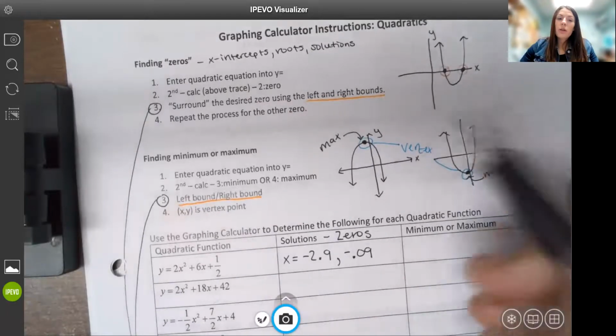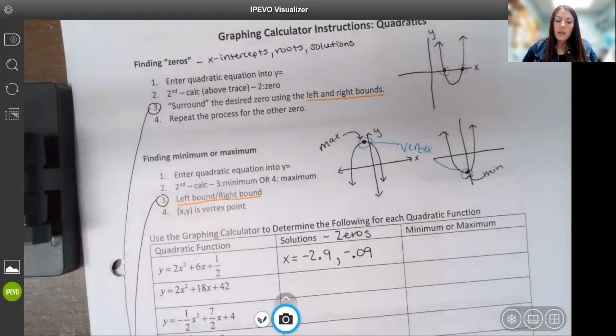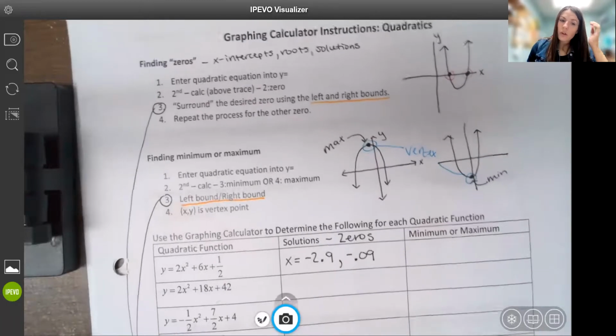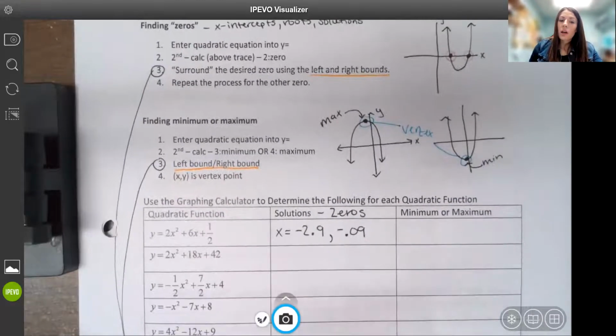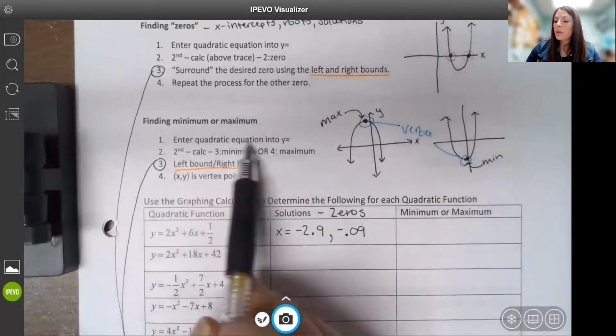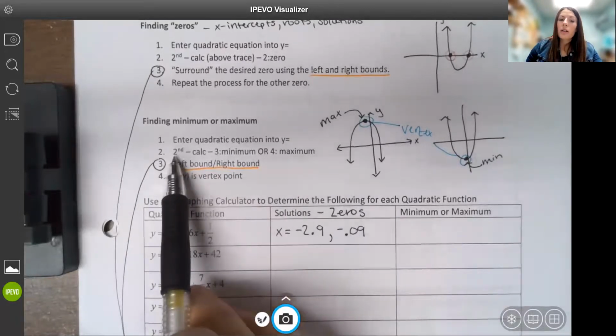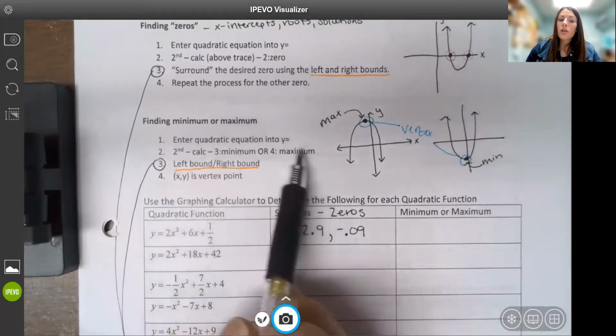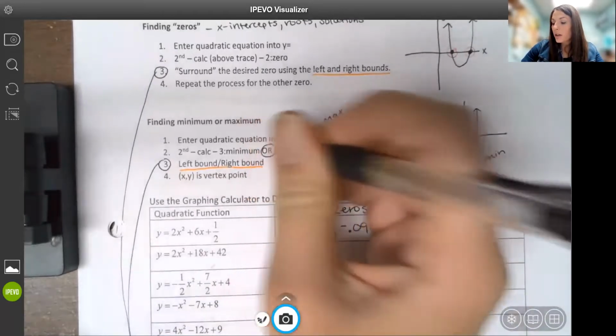So that's one thing we're going to work on doing, finding our zeros. While we have this function in here, let's go ahead and find our min and our max. We use the same menu, but we're just selecting a different option. So we already have it entered into y equals. Now we're going to go second, calc, and we need to choose one or the other.